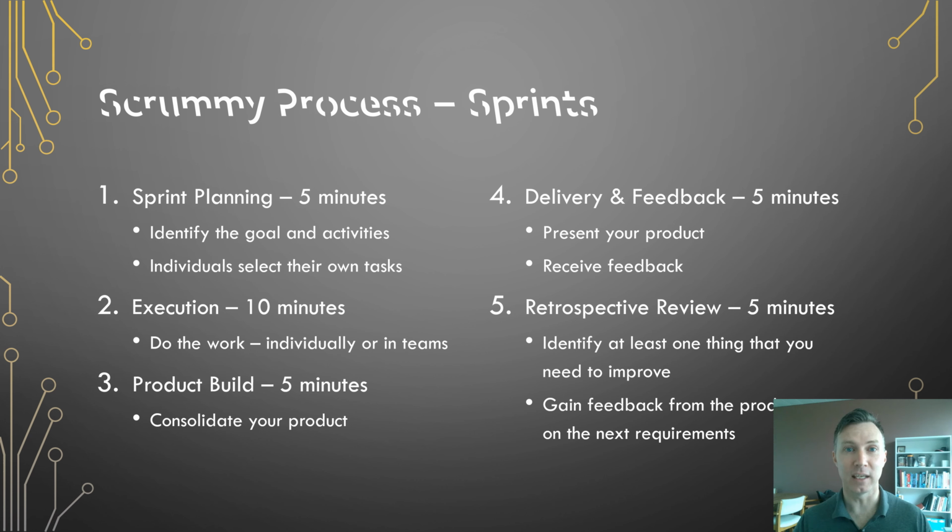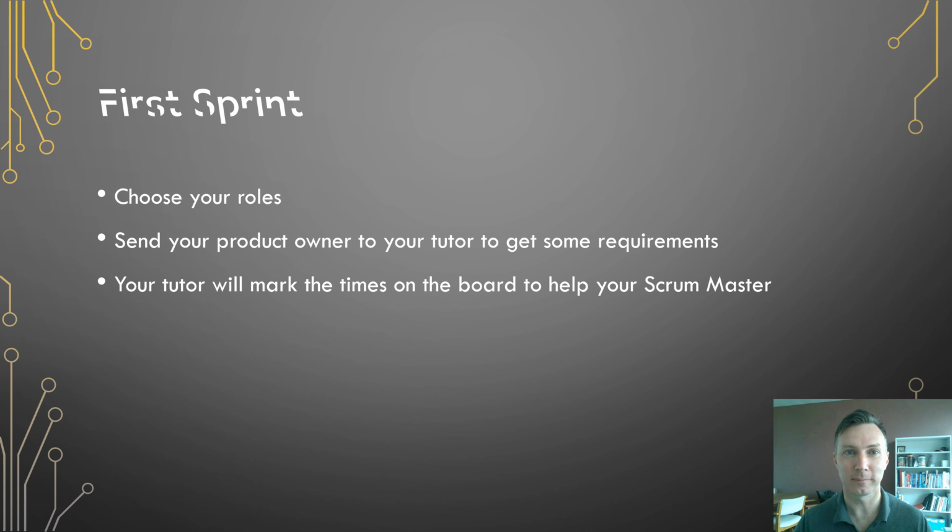Step 5 is where your individual team spends 5 minutes looking at what you can do to improve. During this time, your product owner will get advice from your tutor on what happens in the next sprint. And there will be a next sprint. This continues until the project is complete.